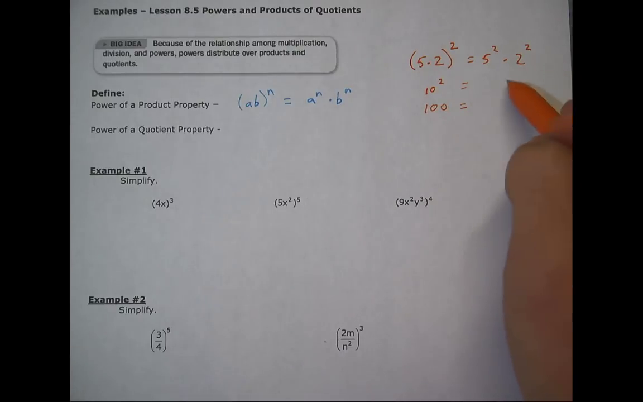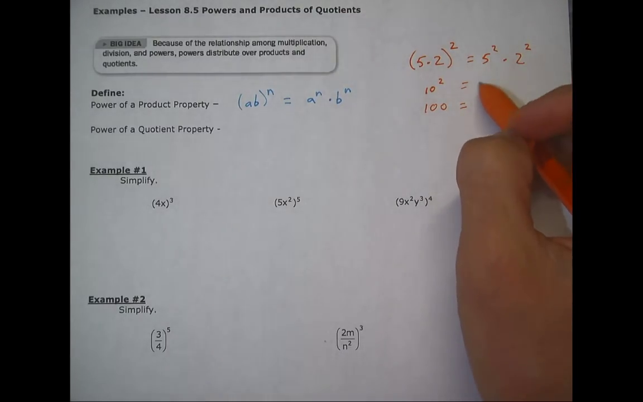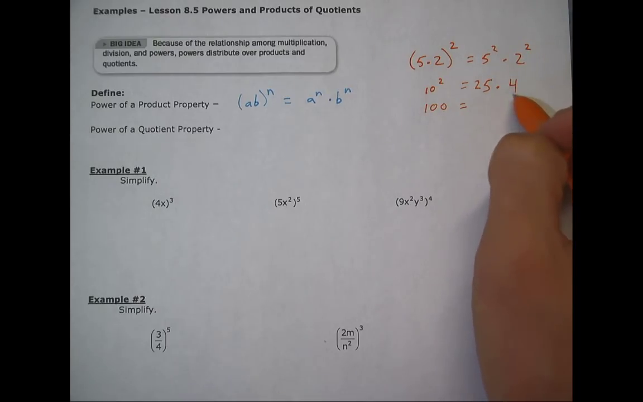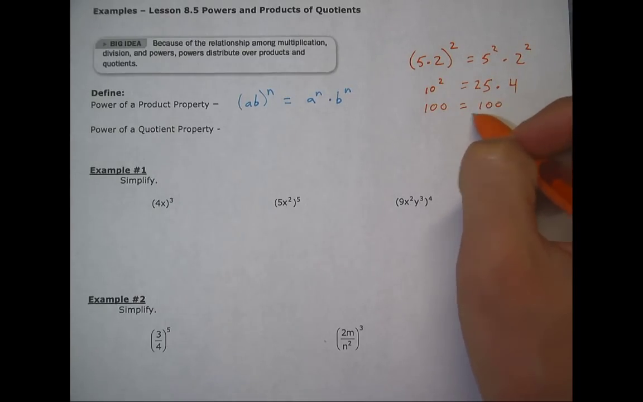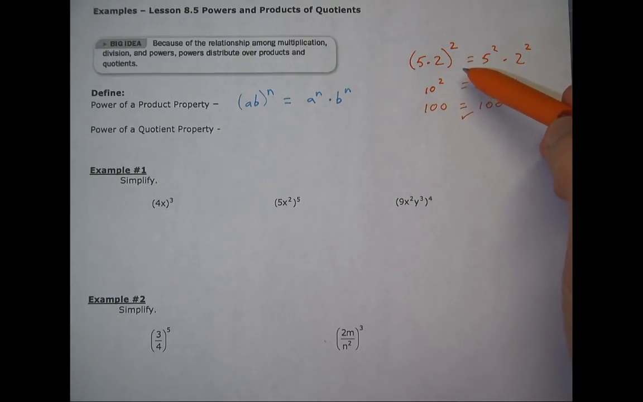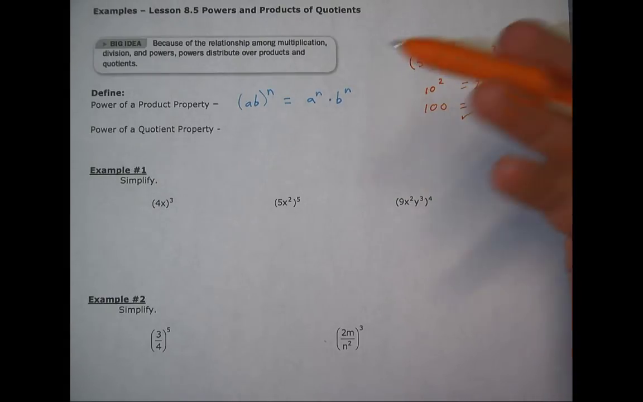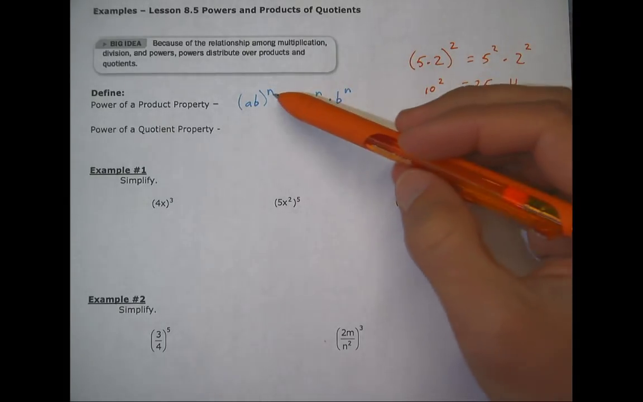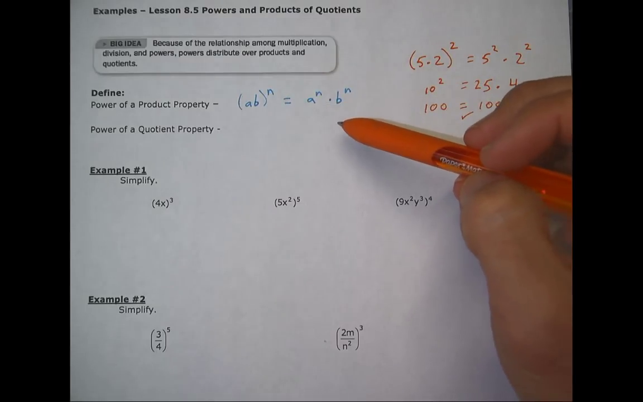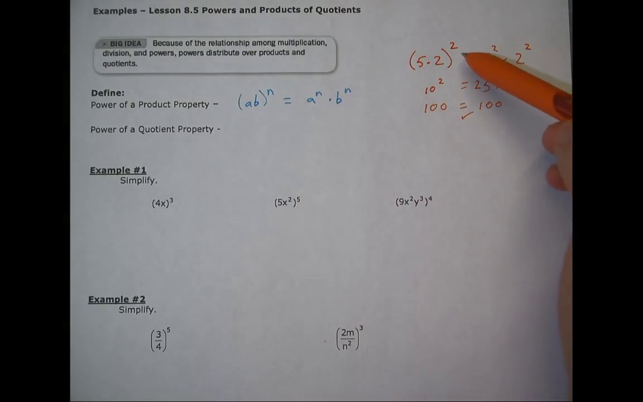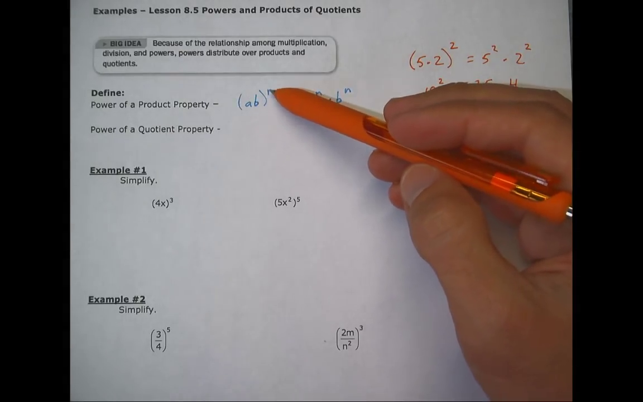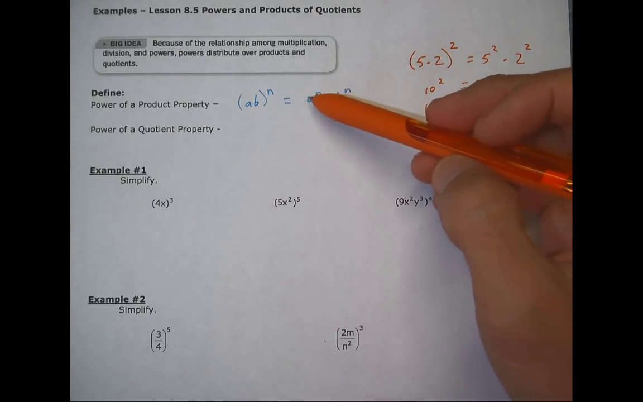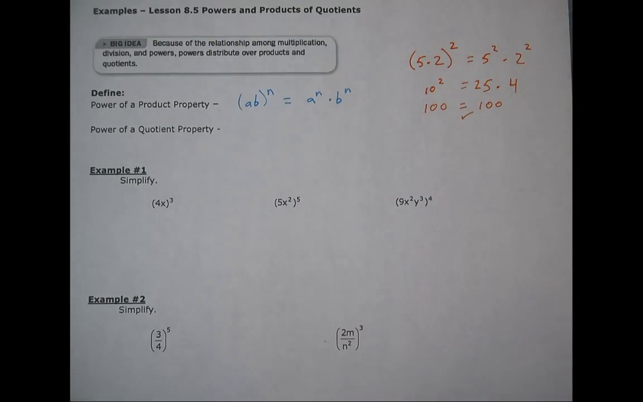And so if this property holds true, I need to get 100 on the other side. Well, 5 squared is 25. You do exponents first. And 2 squared is 4. And 25 times 4 is 100. And so this proves that, at least for these numbers, any non-zero numbers is actually what it is, that you can distribute this power when you have a product inside parentheses. So multiplying a times b and raising it to the power is the same as a to the power times b to the power.